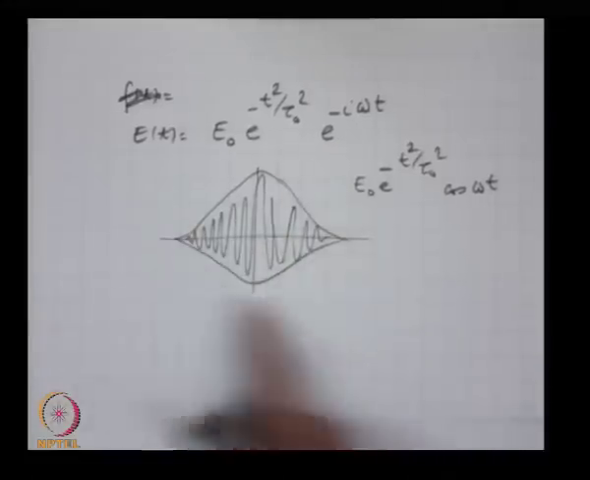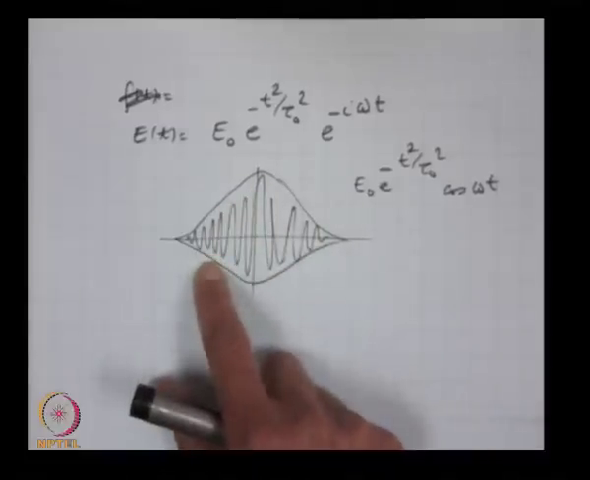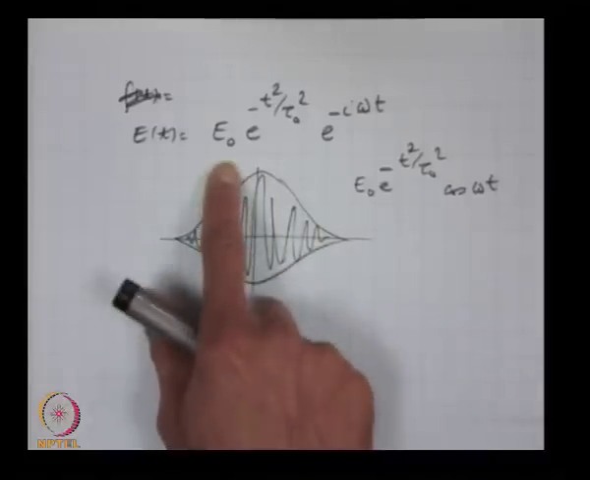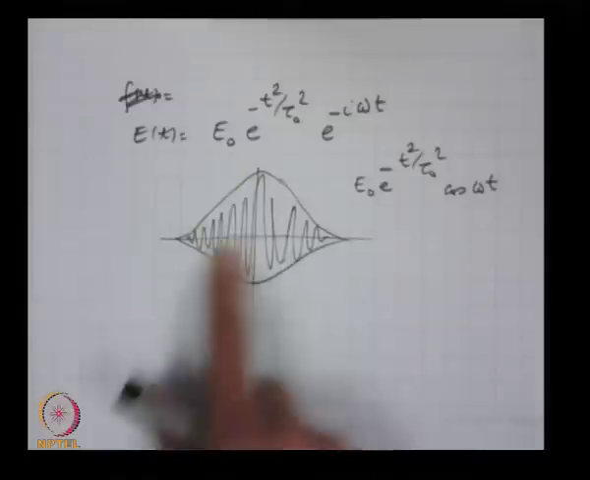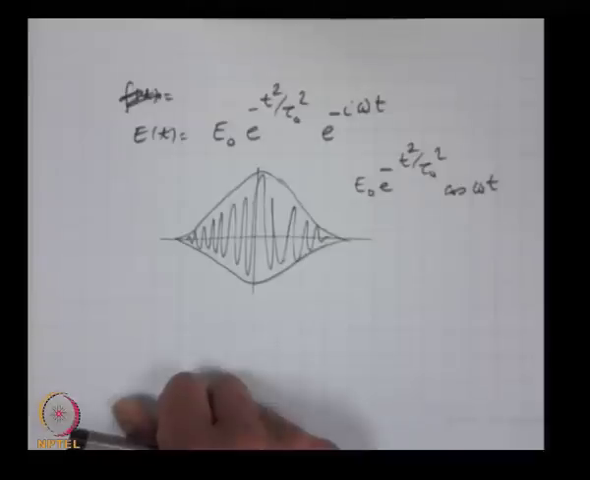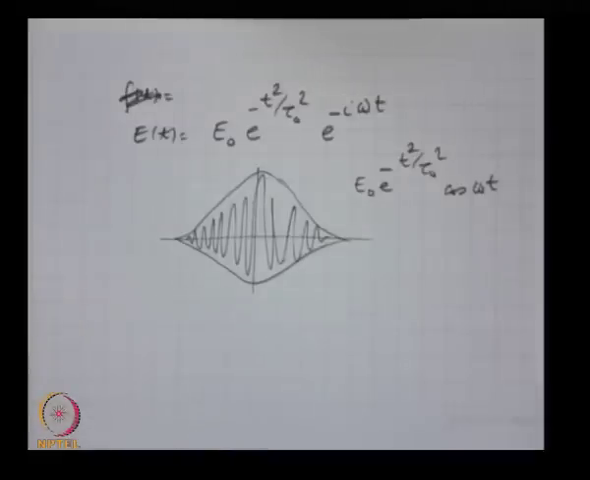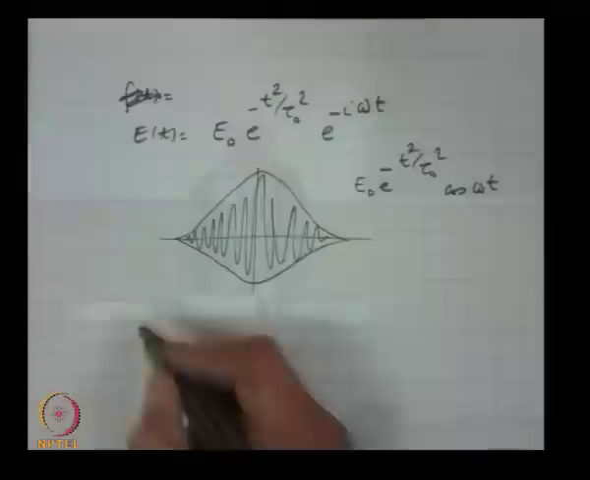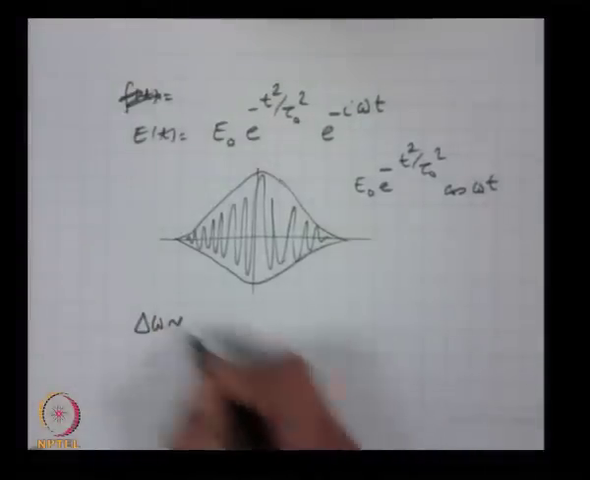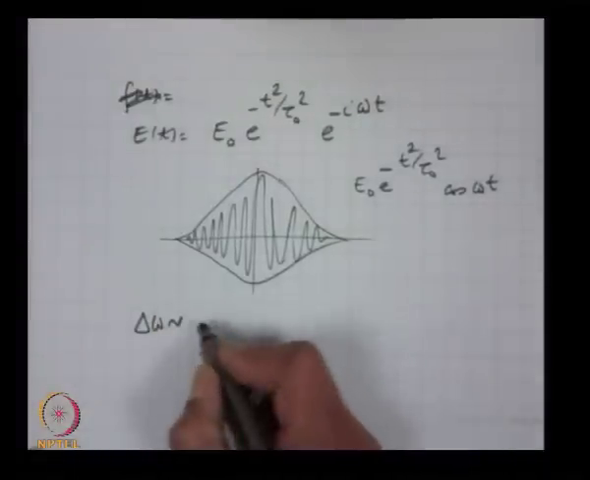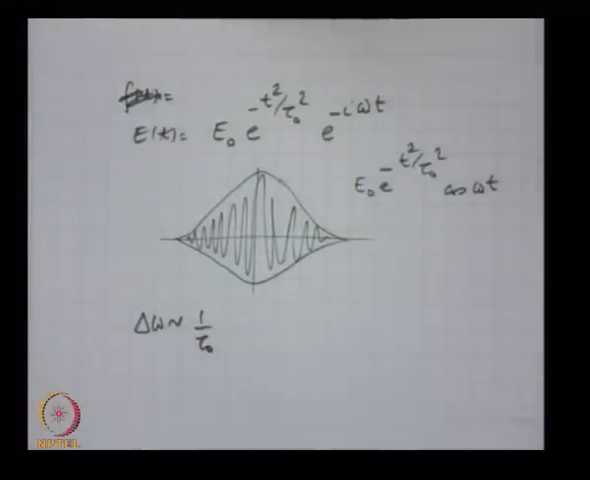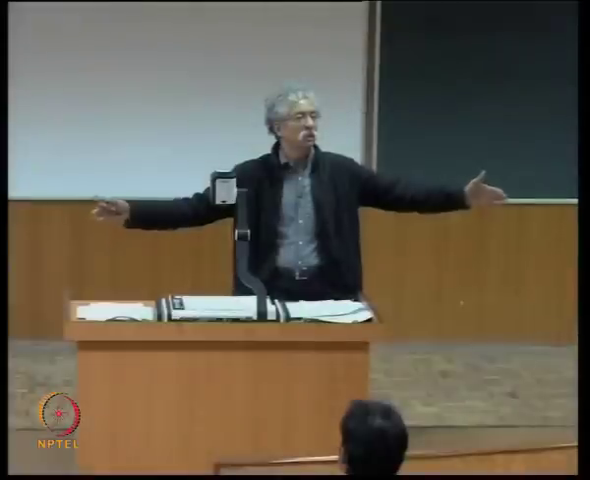But this pulse contains many frequencies. Because if you take a Fourier spectrum of this pulse, if you take a Fourier transform, you will find that this pulse contains many frequencies. What will be the spectrum of the frequencies? Of the order of delta omega, 1 by tau naught. Narrower the pulse, the broader the spectrum. The broader the pulse, the narrower the spectrum.